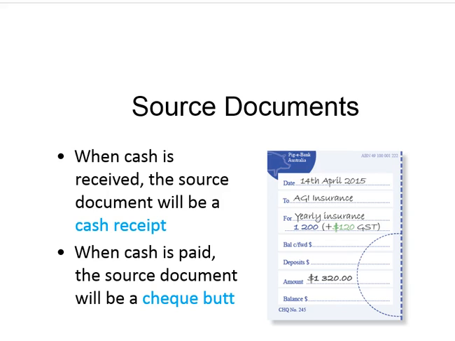When cash is received, the source document will be a cash receipt. When cash is paid, the source document will be a cheque butt, and a cheque butt looks like this. So you have details of the date, who it's to, what it's for, and the amount.